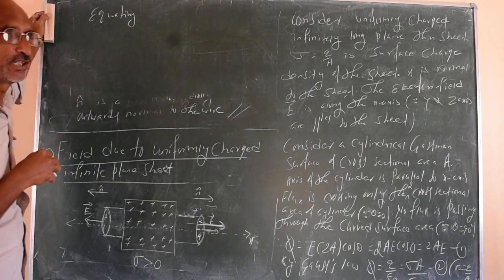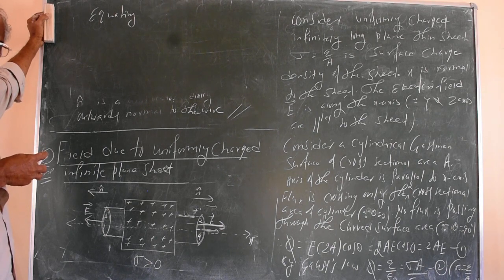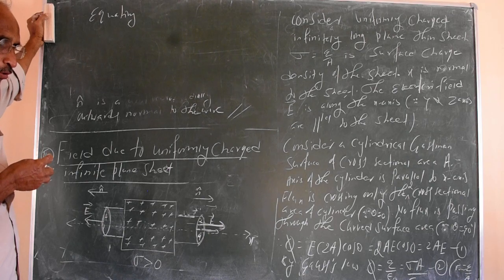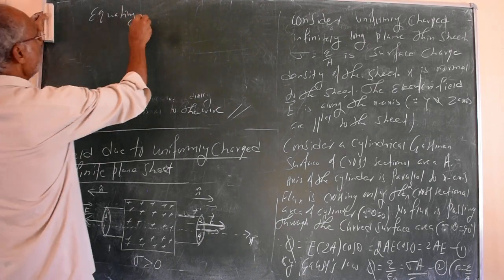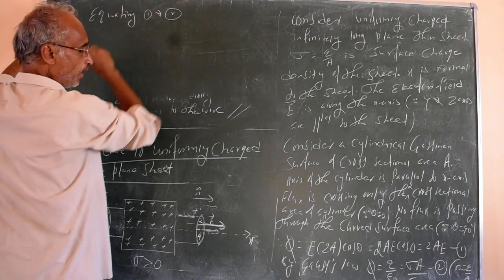One flux phi is calculated by the definition of the flux. Flux phi is equal to E bar dot S bar, that's equal to ES cos theta. Another formula to calculate the flux is Gauss's theorem. Phi is equal to Q by epsilon naught. Therefore, equating 1 and 2, both are equal to phi.